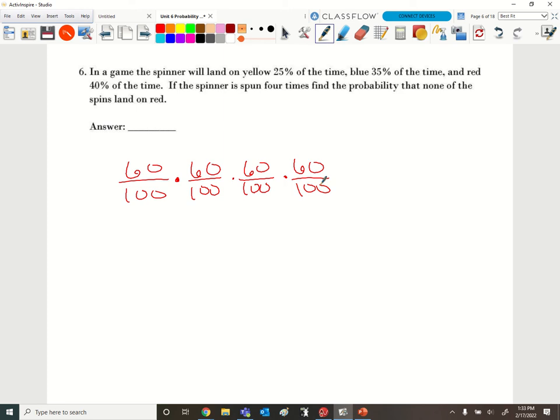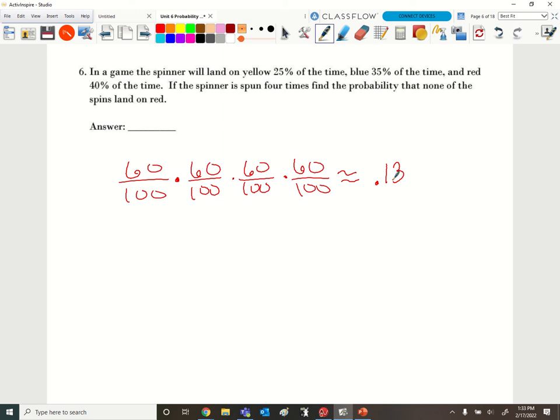Yes? Okay. And what do we come up with? 0.13. Do you people agree? Disagree? Are you okay with this?